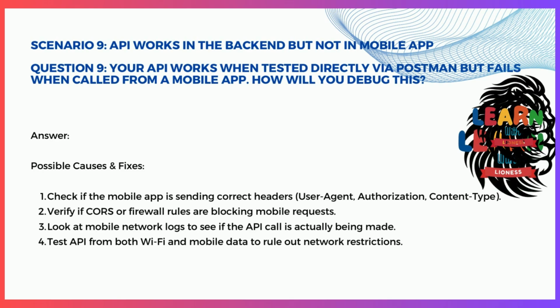1. Check if the mobile app is sending correct headers, user agent, authorization, content type. 2. Verify if CORS or firewall rules are blocking mobile requests. 3. Look at mobile network logs to see if the API call is actually being made. 4. Test API from both Wi-Fi and mobile data to rule out network restrictions.